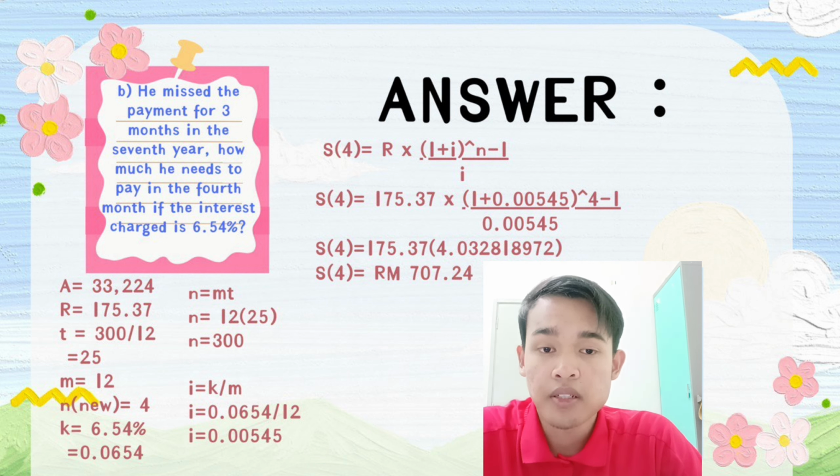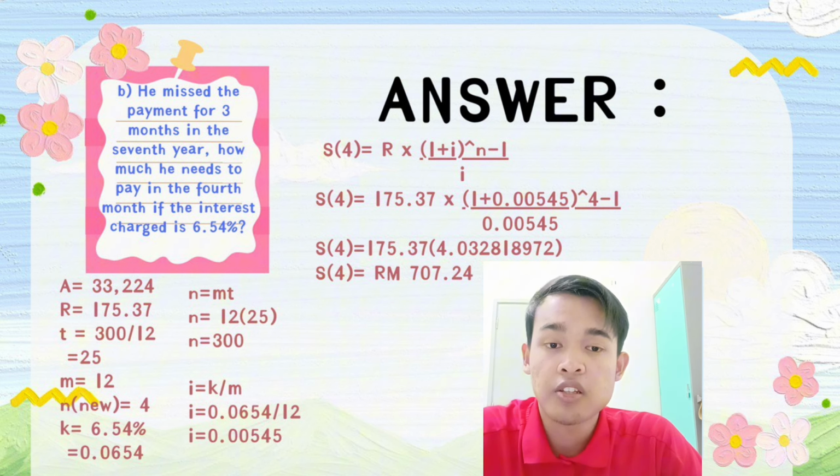N in this statement is actually refer to the number of payment that Tengku Sumbu need to make. In this question, it says that Tengku Sumbu missed the payment 3 months. Then he want to settle all the payment in the 4th month. So he need to pay for the 4 months. So then N equal to 4. Next step, we want to find the K. K will be equal to 6.54%. But we need to transfer this answer into 0.0654. Next step, we want to find the N.